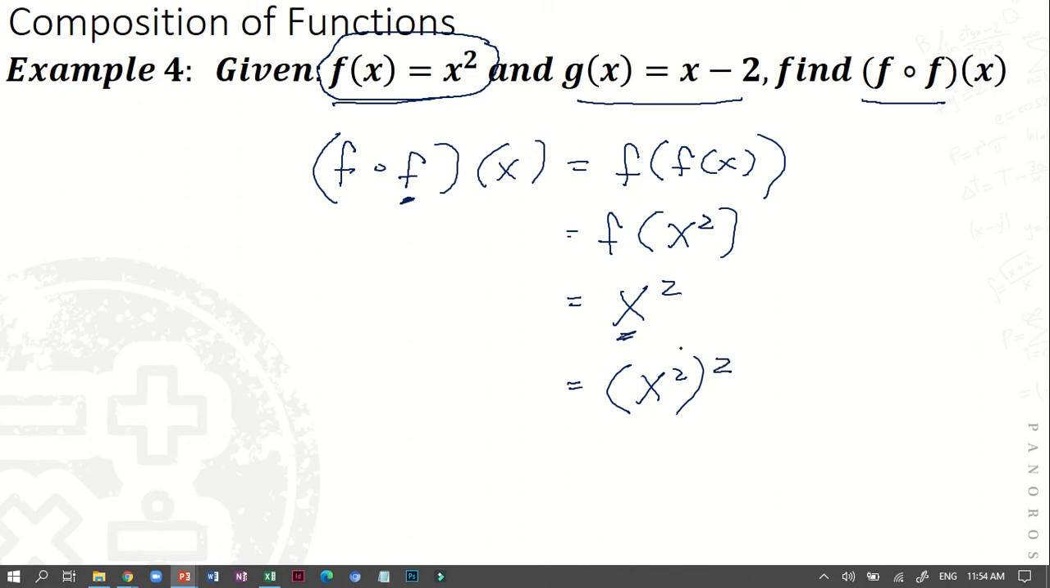In this case, this is evaluation of exponents. So we will just multiply the exponents. Kung ganito yung kaso natin, we will just copy the variable x and then multiply the exponent 2 times 2. So that will become 4. So final answer, x to the 4th power.